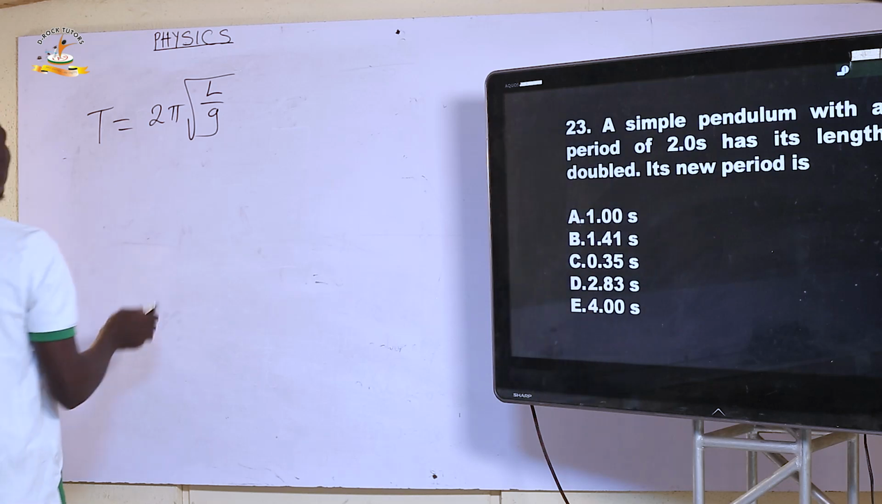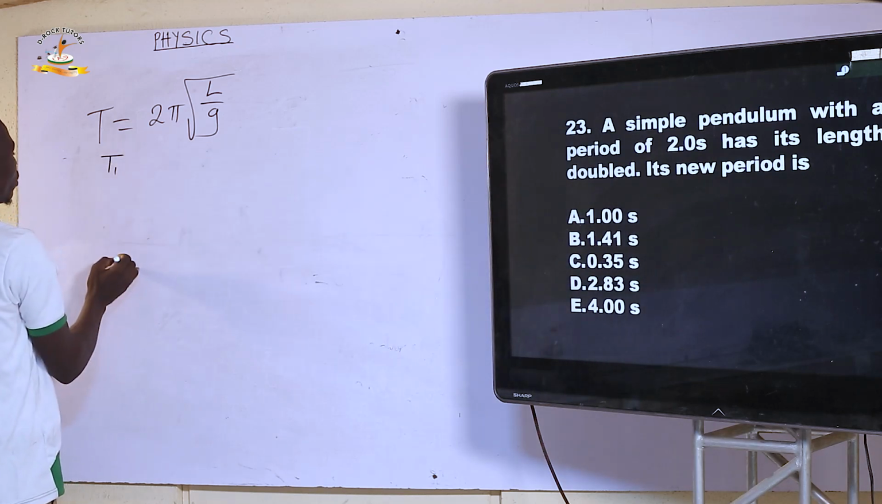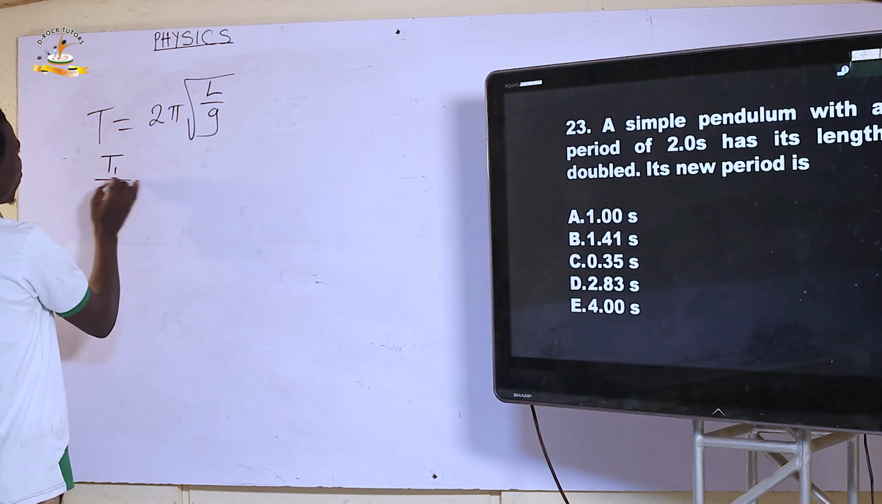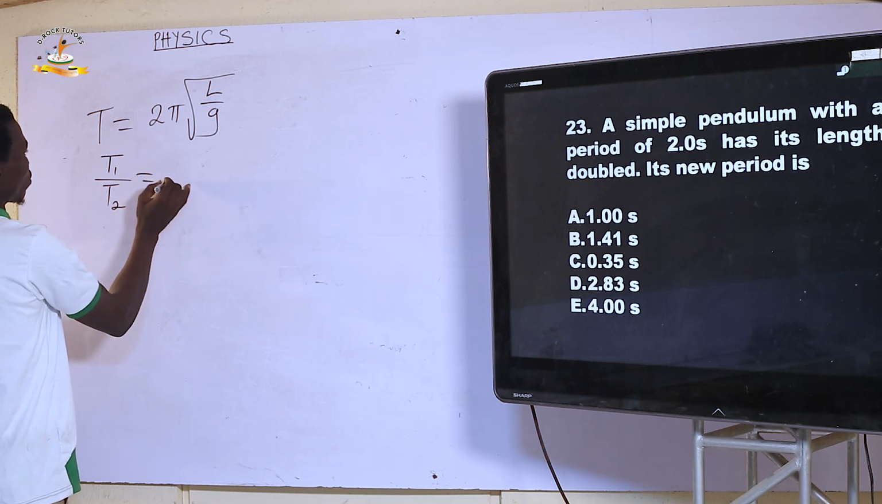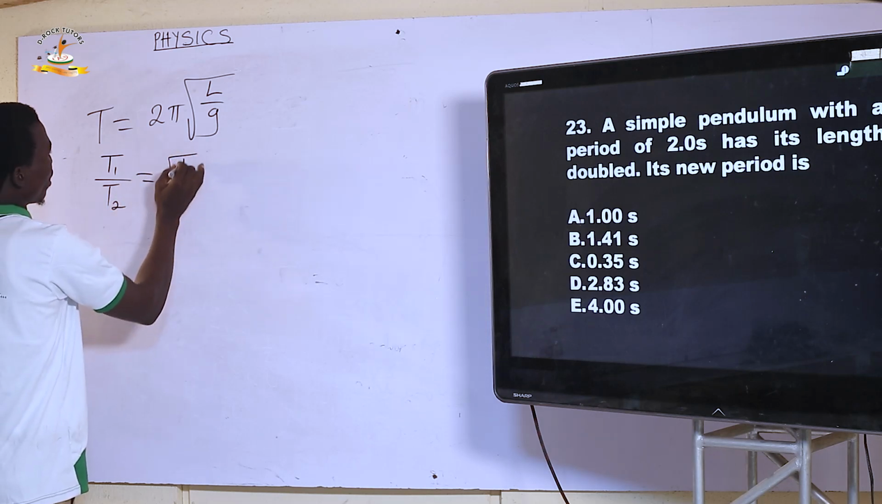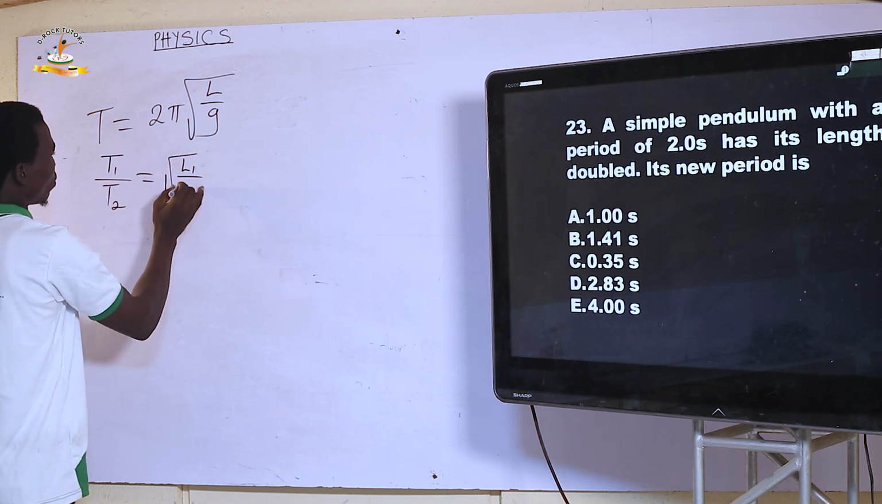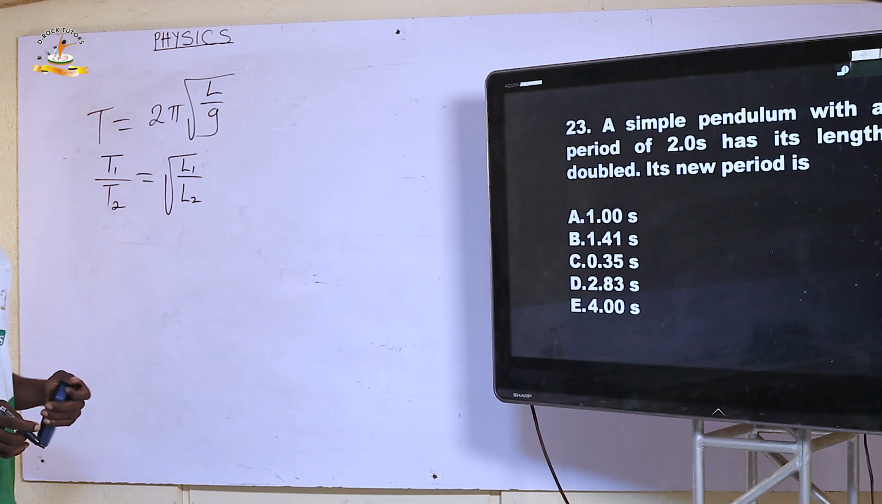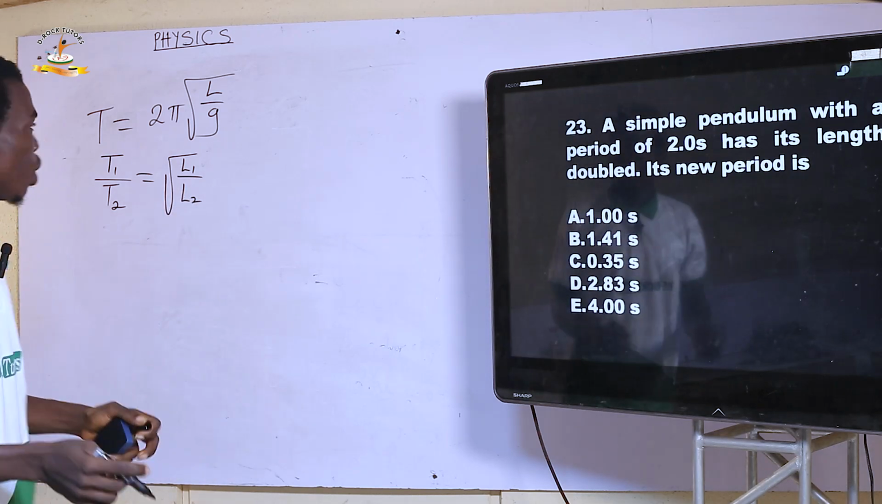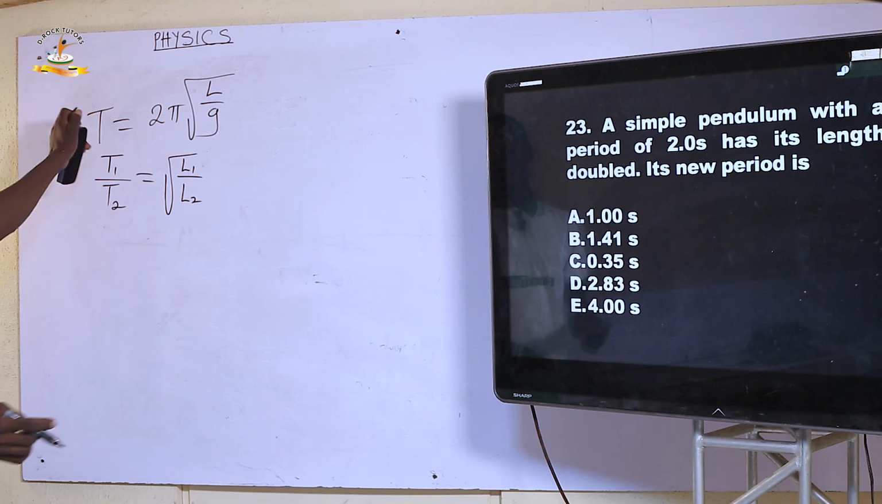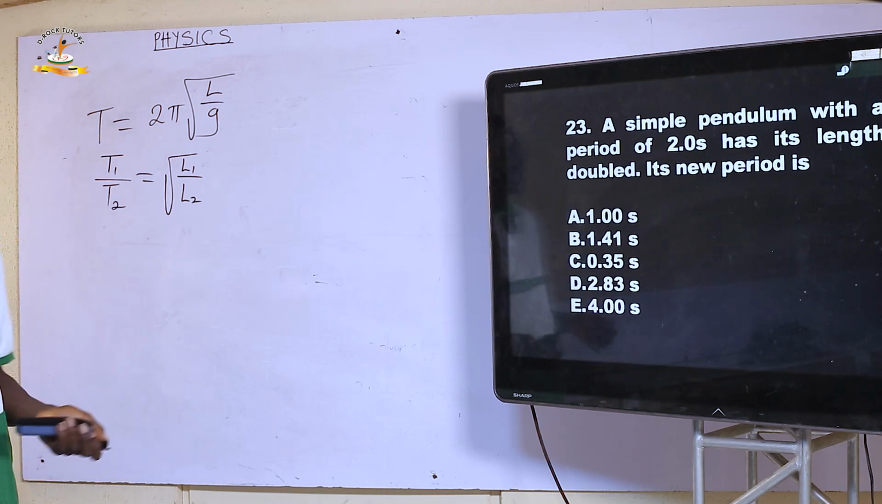So we say that T1 over T2 is equal to root L1 over L2. This makes it easier for you, because all other things are constant, so we can leave them out of the equation.